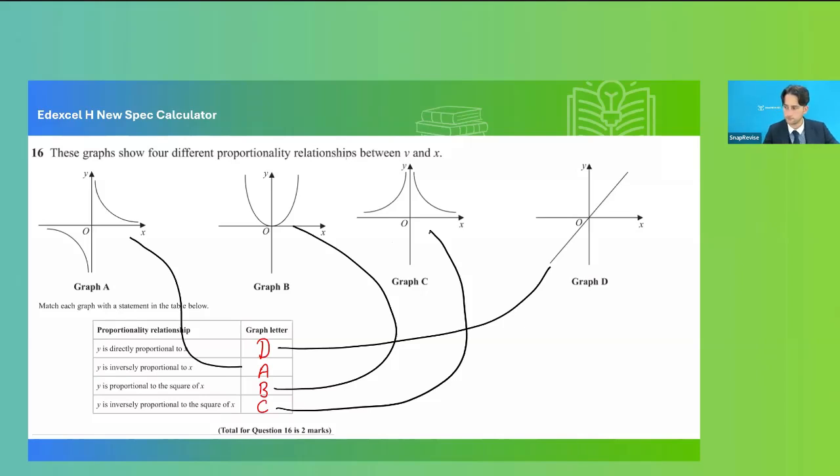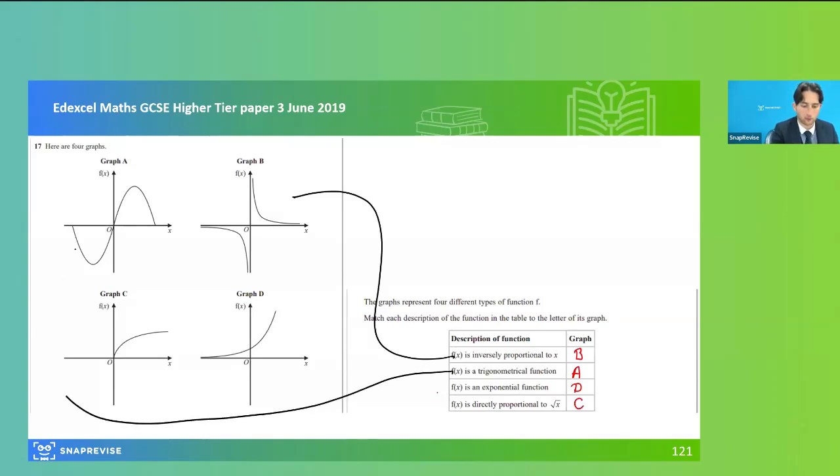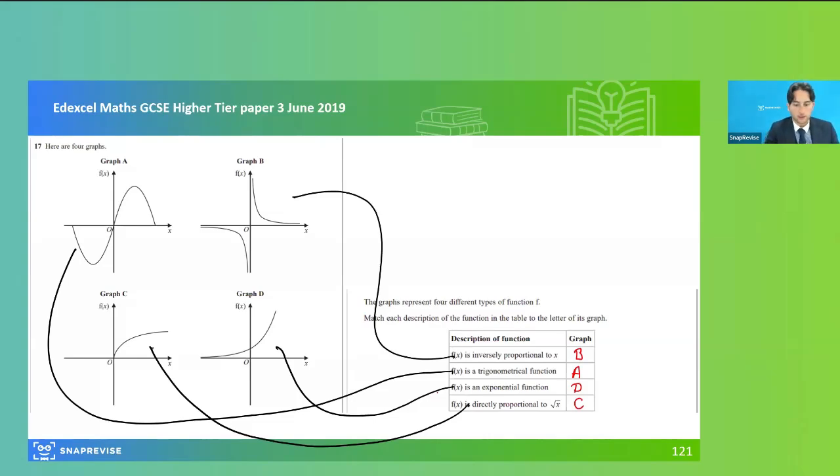And again, look, whilst this is matching functions, they can relate it to proportion, they sometimes do, just to disguise it as an extra topic. And again, inversely proportional to x is like 1 over x. Proportional to a trig function, well, that's the only wavy one. An exponential has to be that one. And the root is that one, again by elimination.